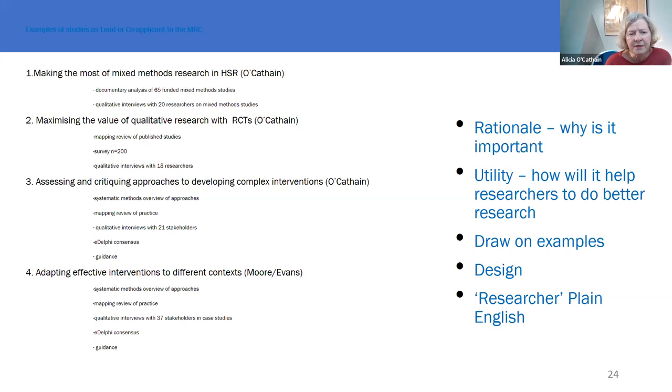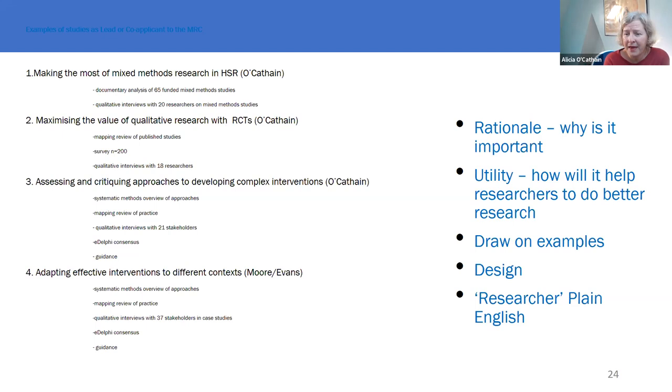The second project was looking at how we can maximise the value of qualitative research with randomised controlled trials. And a team of us applied for this to what used to be called the MRC Methodology Panel, and that has now turned into the NIHR MRC Better Methods, Better Research. And you'll see here that we also undertook qualitative interviews with researchers who undertook qualitative research with randomized controlled trials, and also the trialists who worked with the qualitative researchers.